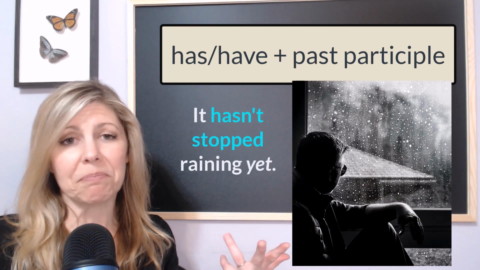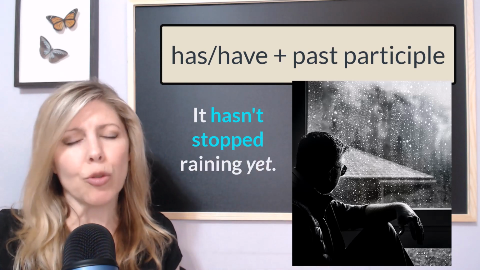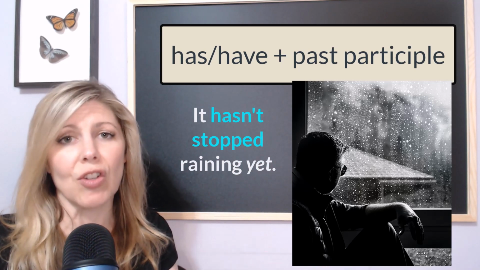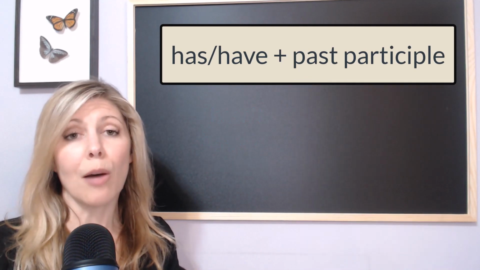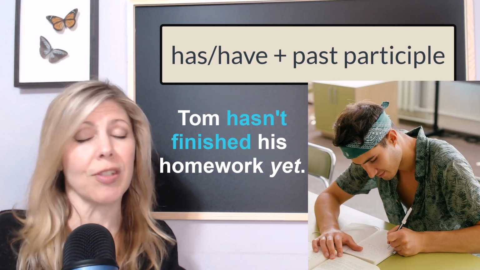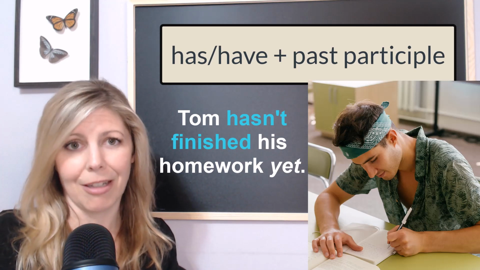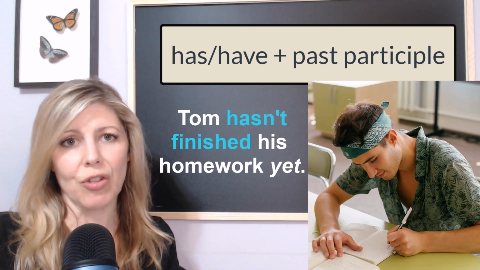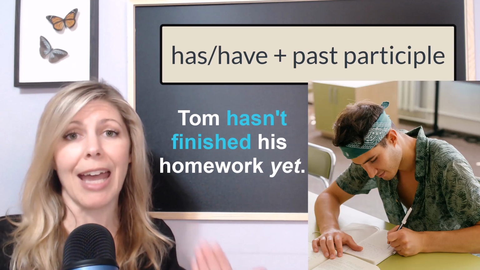It's raining, okay, but we expect it to stop. And when we express that end result, that the rain stops, we say the rain hasn't stopped, or the rain hasn't stopped yet. Okay, or Tom hasn't finished his homework yet. Okay, we expect him to finish sometime in the future, but he hasn't finished it yet. Okay, but we're looking at the end result. Okay, but that hasn't happened yet. So we say he hasn't finished.